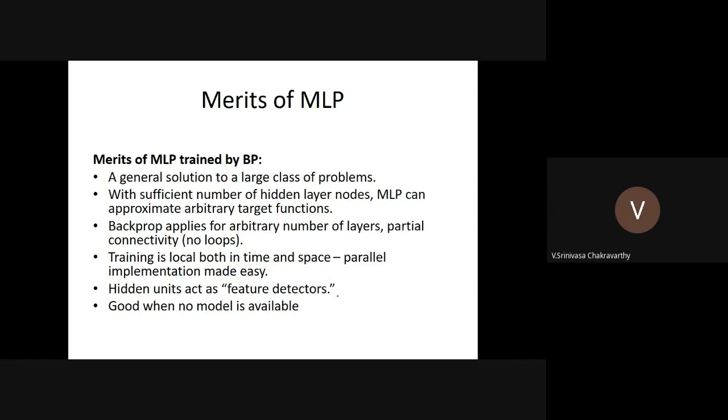Another thing is this kind of an approach is good when no model is available. So you're trying to map an input X onto an output Y. This is your MLP. And you don't have a mathematical model to connect these two because we don't understand the underlying physics or something like that. But we know that these two are related. Then you can always just train an MLP. You don't have to worry about the math that you haven't worked out. So these are some of the advantages of an MLP.